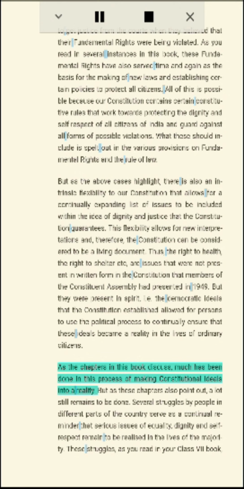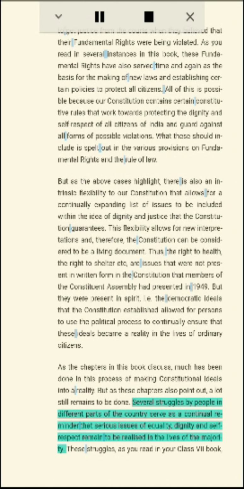As the chapters in this book discuss, much has been done in this process of making constitutional ideals into a reality. But as these chapters also point out, a lot still remains to be done. Several struggles by people in different parts of the country serve as a continual reminder that serious issues of equality, dignity, and self-respect remain to be realized in the lives of the majority. These struggles, as you read in your Class 7 book, are often not covered by the media. But this does not in any way diminish the attention that they deserve.